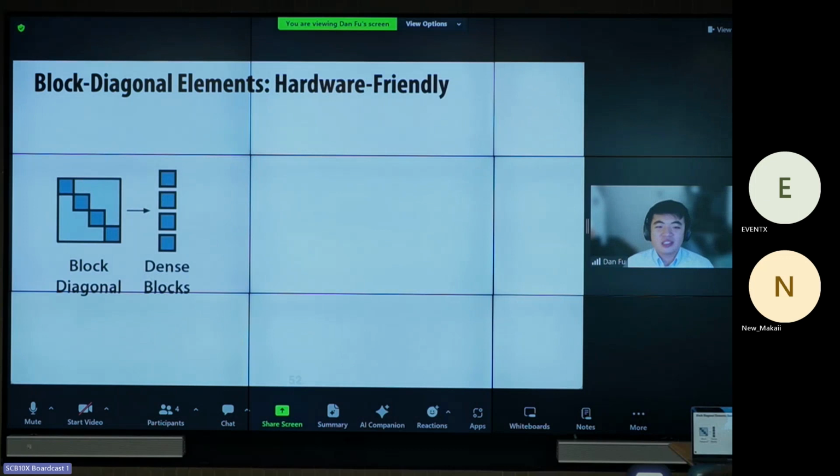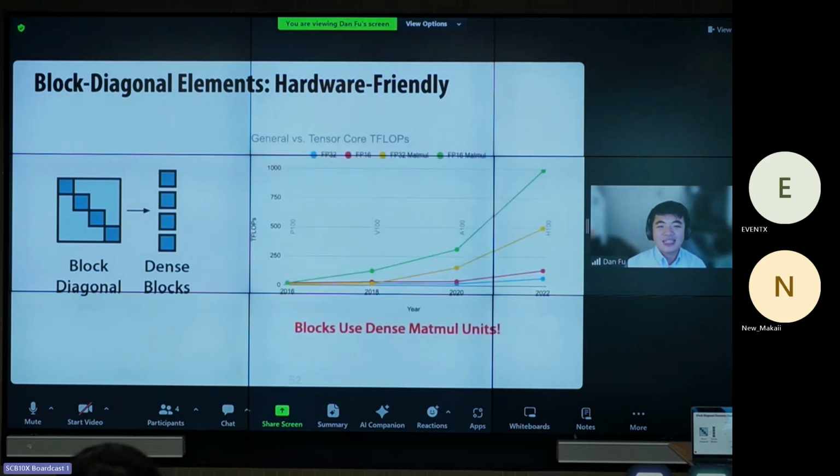But this is not just sparsity where you randomly put sparsity wherever you want. These block diagonal matrices are actually hardware-efficient. That's because you can take these block diagonal matrices and just take the dense blocks out. So you go from this big square matrix to these little dense blocks. Then you can compute these dense blocks using the dense matmul units that are so much faster than alternative approaches.